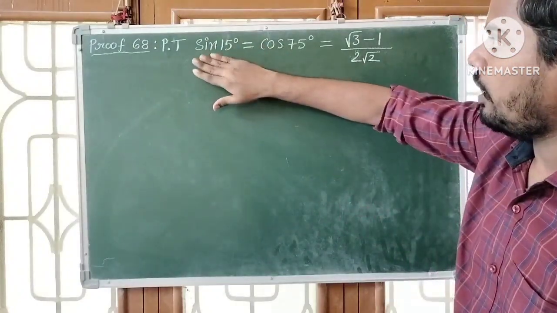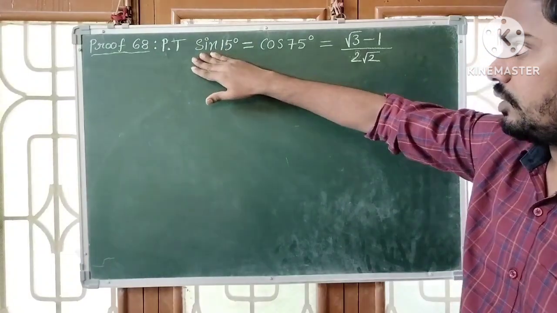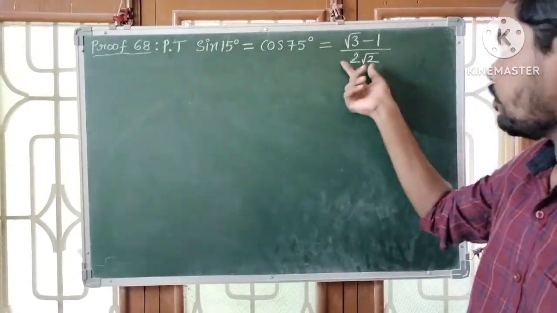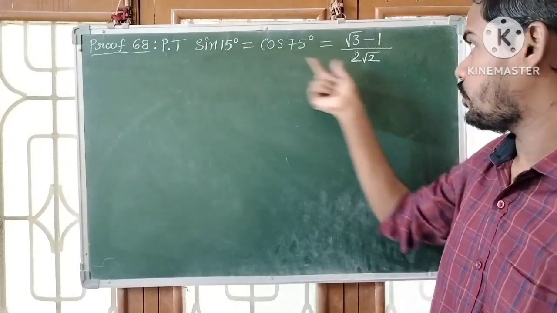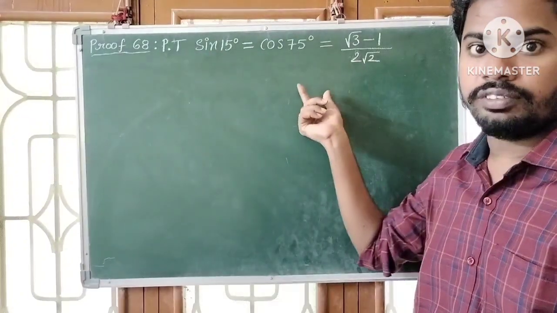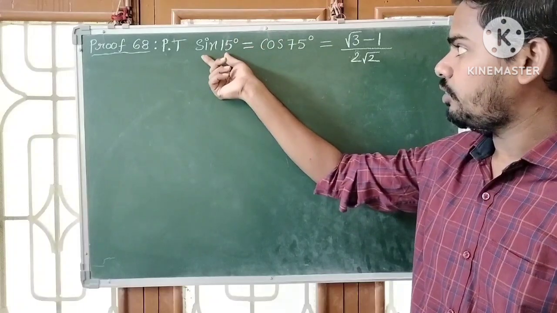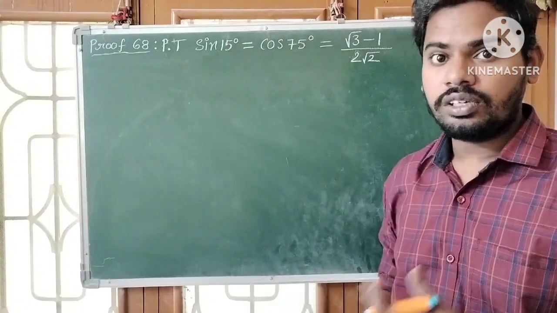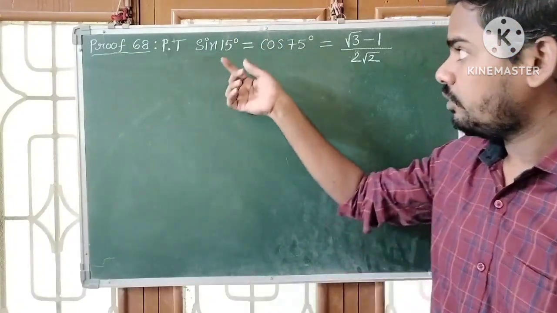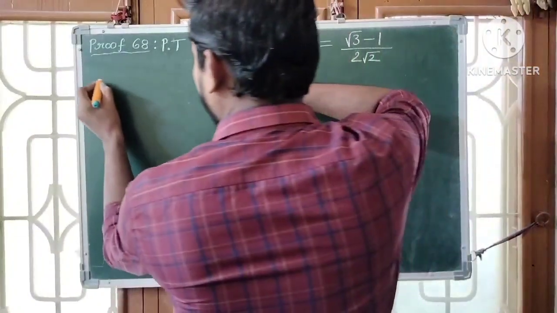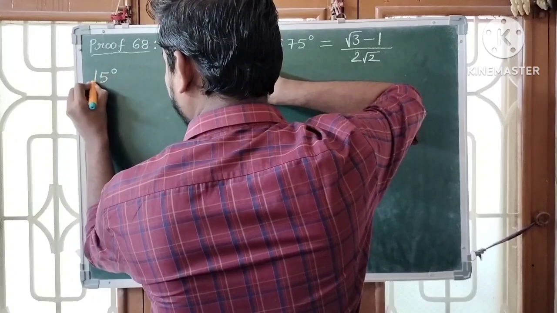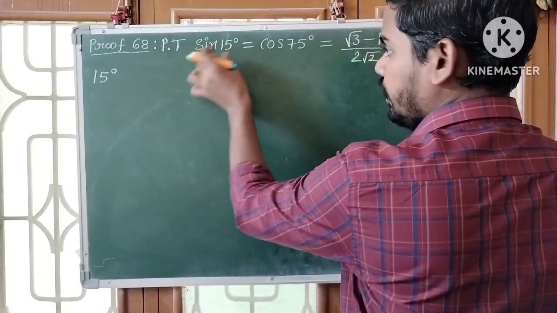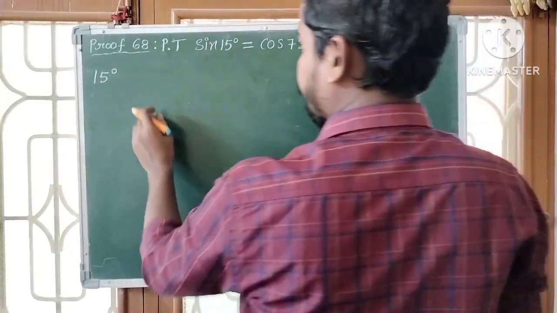First let us find the value of sin 15 degrees, or let us prove sin 15 degrees is equal to (root 3 minus 1) by 2 root 2. Let us prove this first. Later we can prove sin 15 degrees equals cos 75 degrees. First of all, here the angle is 15 degrees. Here theta is 15 degrees. Angle theta is equal to 15 degrees.